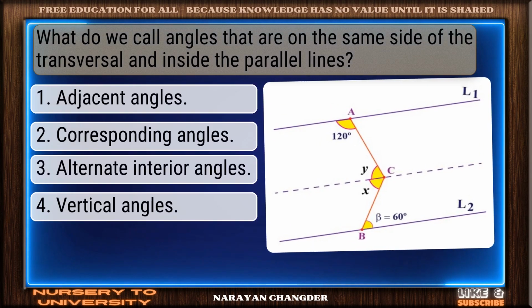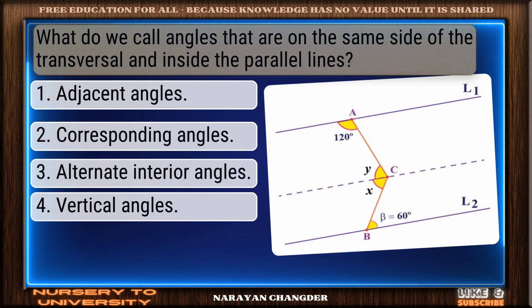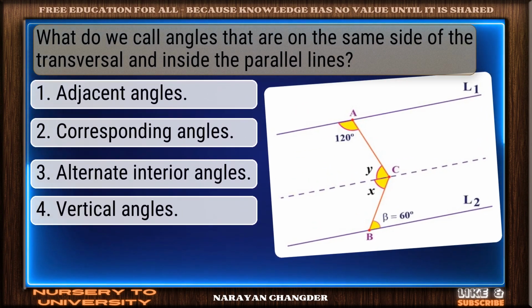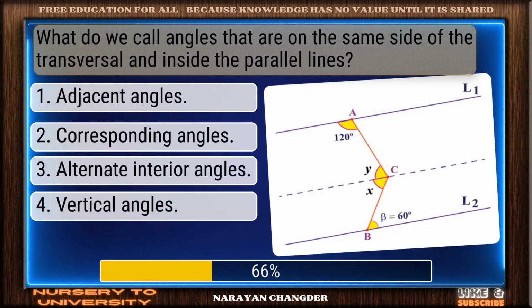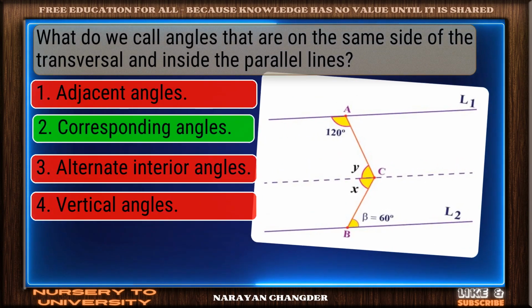Question number 34. What do we call angles that are on the same side of the transversal and inside the parallel lines? Perfect. Corresponding angles is the correct choice.